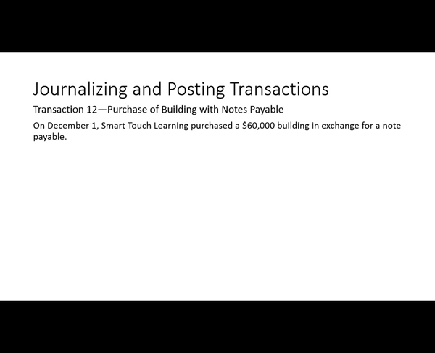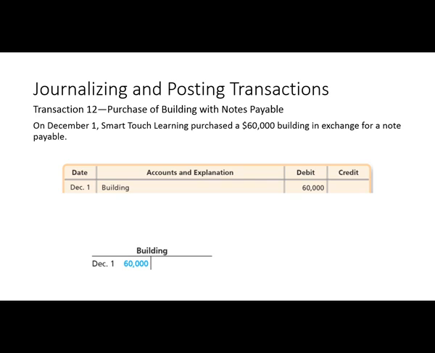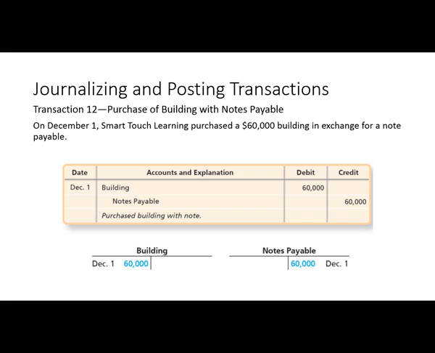Transaction 12, we purchased a building in exchange for a note payable. Unfortunately, no cash on this transaction, but we do have a building. Building is an asset. Assets are increased with the debit, and so we're going to debit building $60,000. Notes payable are liabilities, so they'll be increased with a credit of $60,000.